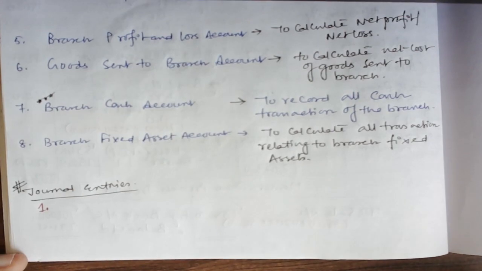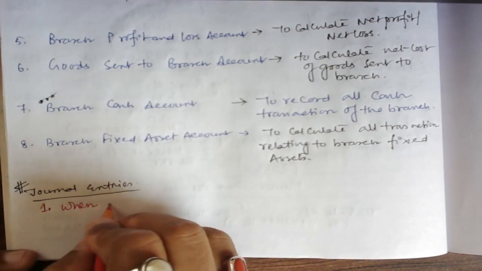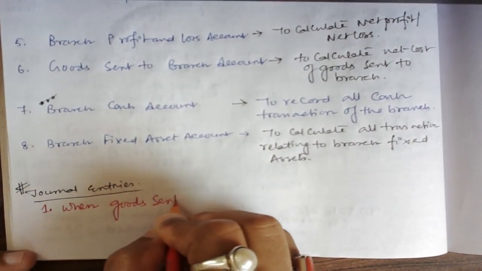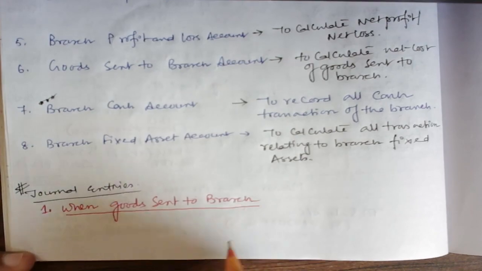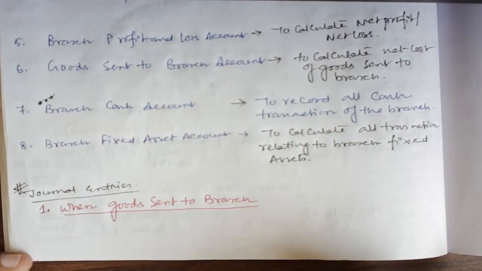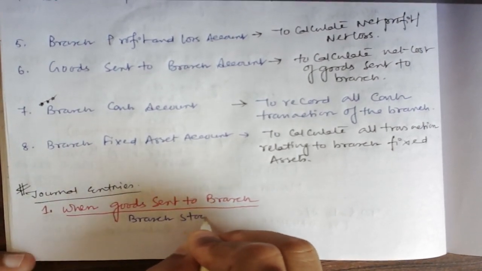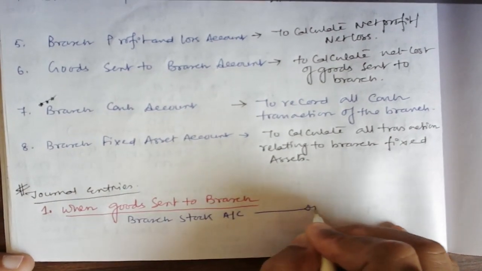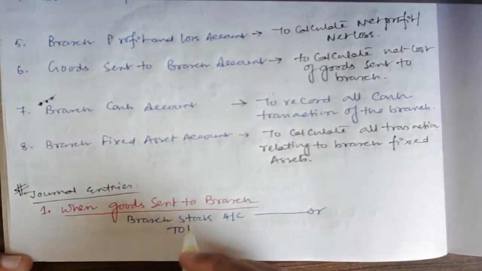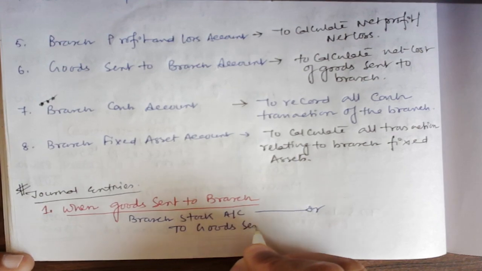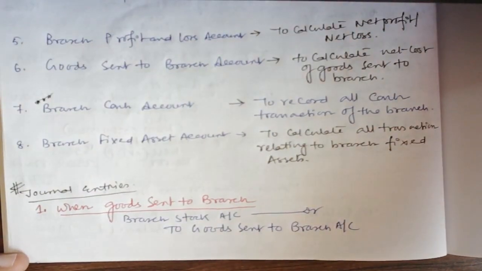Number 1: when goods are supplied by the HO, when goods are sent to the branch, the journal entry will be: Branch stock account debit to goods sent to the branch account.